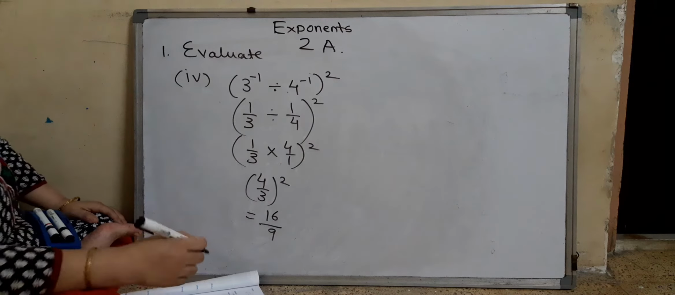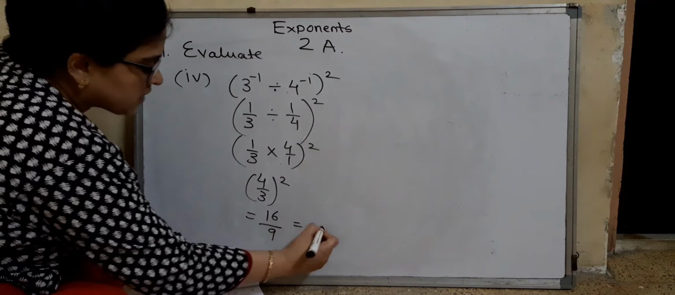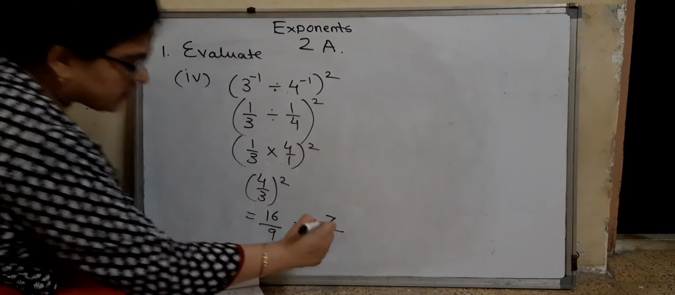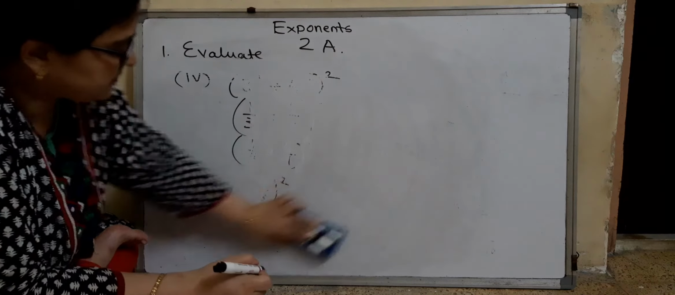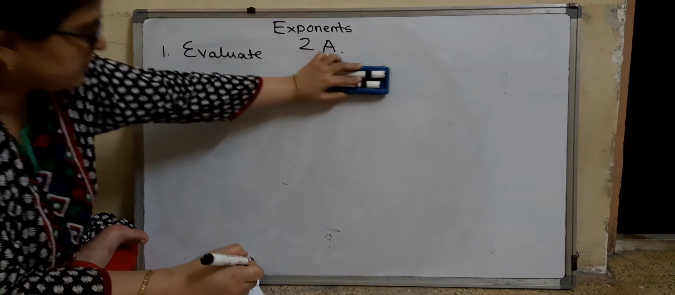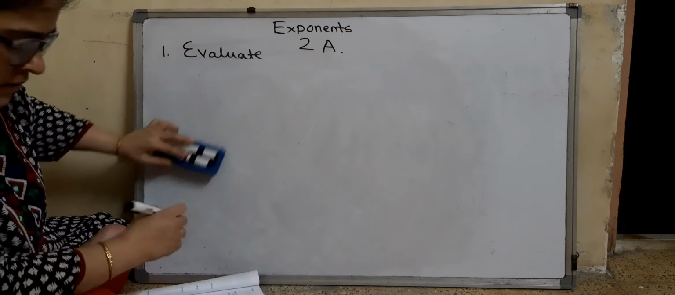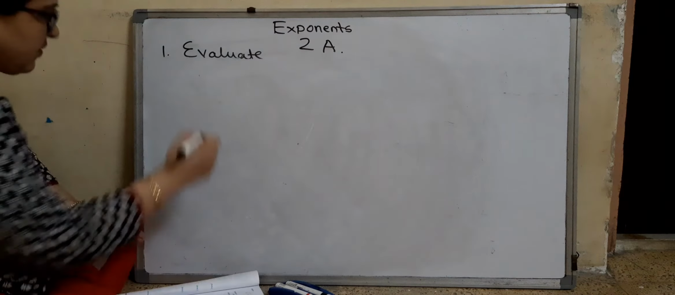16 upon 9 is an improper fraction. So convert into mixed fraction. 9 ones are 9, 7. 1, 7 upon 9 is the answer. Next, fifth sum.